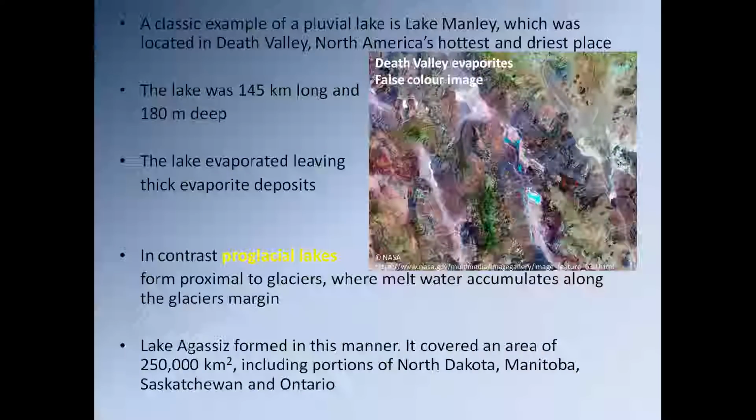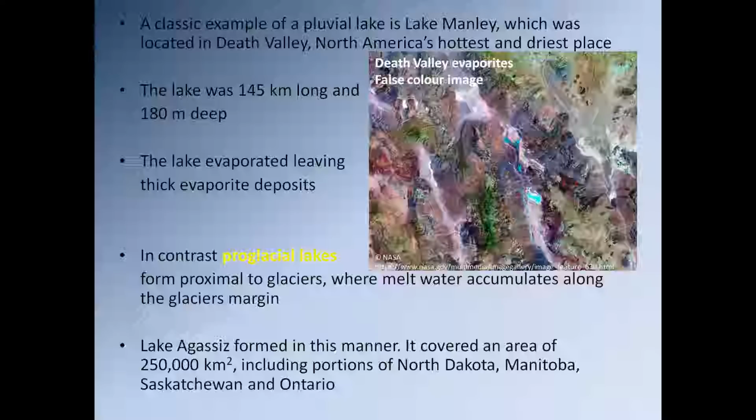So, as I said, the classic example of a pluvial lake is Lake Manly, and that's located in the area that is now modern-day Death Valley. So Lake Manly was quite big. It was 145 kilometers long and 180 meters deep, and it sat in the modern Death Valley. So this is a false color image of Death Valley. Death Valley has high ground over here to the west, and it has high ground over here to the east. And so this area here, the valley itself, would have been filled with a very substantial lake.